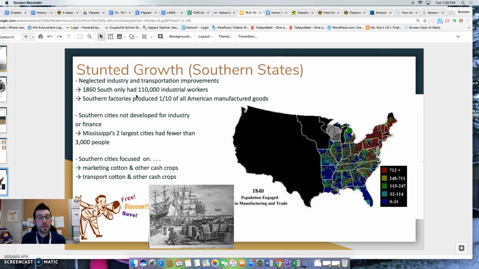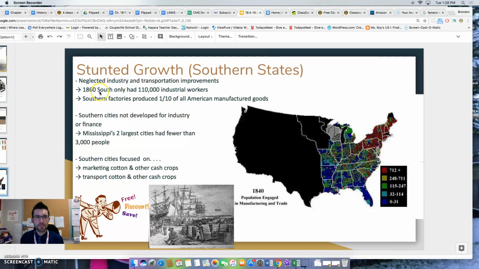So even though the southern states were bringing in lots of money through slavery and thus through the production and selling of cotton, there was economic stunted growth. First off, as I mentioned, they neglected industry and transportation improvements. They didn't see the need to improve their railroads or to improve the way they transported things. They didn't see the need to bring in new industry. They had something that worked. Again, why change something if it's bringing you money?